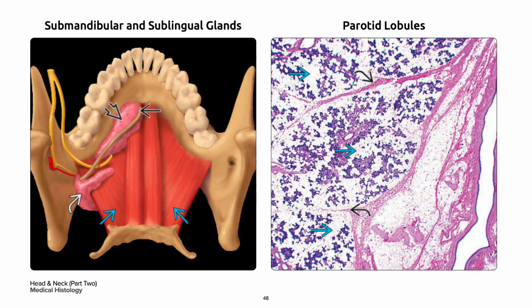On your right are fibrous septa in the curved black arrow. They extend from the capsule to divide the parotid into indistinct lobules. This parotid from an older individual contains abundant adipose tissue in the single blue arrow.